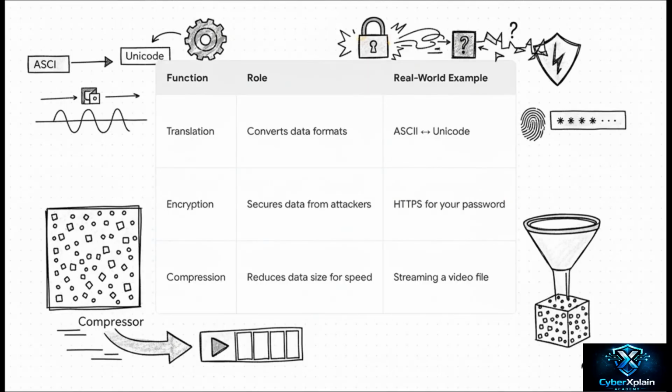And these jobs aren't just abstract concepts. You see them in action every single day. That translation part, it handles converting between character sets like ASCII and Unicode, which is why text looks correct no matter what device you're on. Encryption, that's what scrambles your password when you log into your bank. And compression is the secret sauce that lets you stream a high-def video without it buffering every 5 seconds.